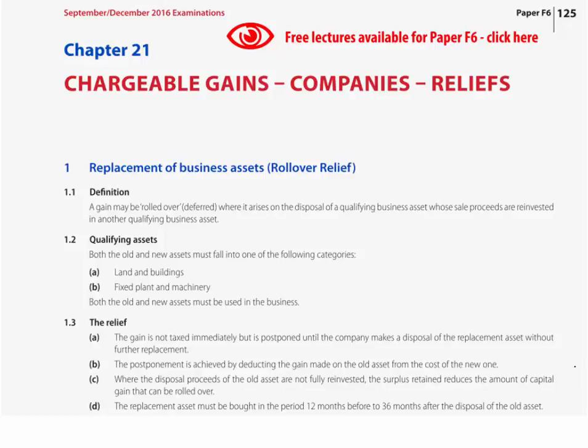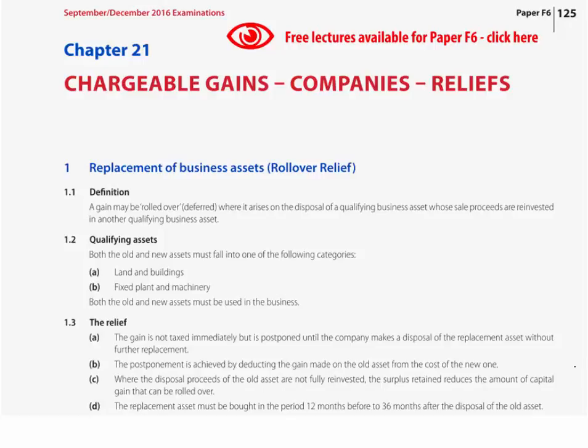Now again, if you've gone back and revised the rollover relief from chapter 14, then you're going to find this is a very, very easy chapter indeed. Because basically all we have to do in tagging on now to what we knew for individuals is, as you've seen throughout these last few chapters, indexation allowance. That's all we're doing. The same principles will hold true.